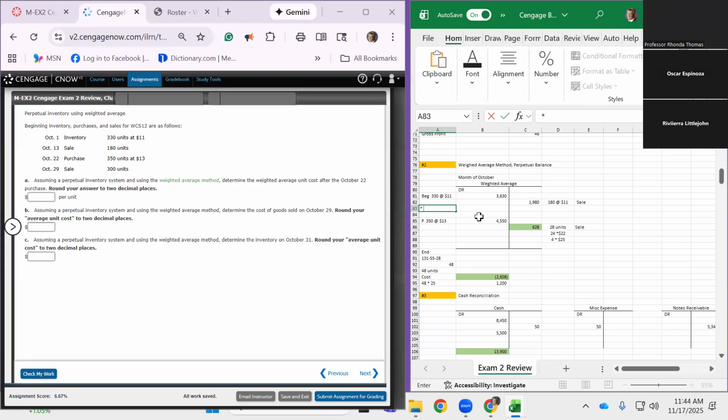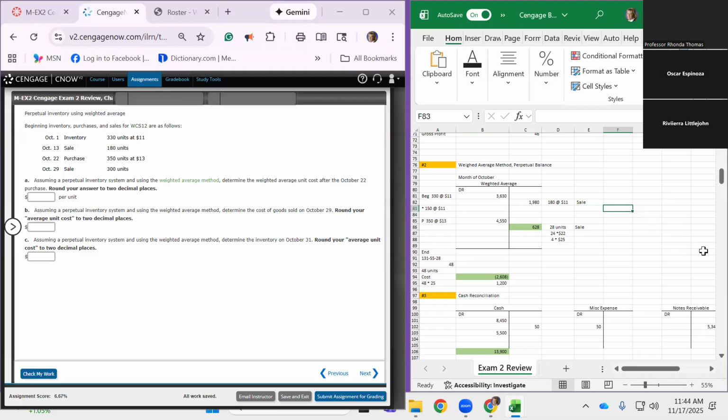130 items minus 180. We have 150 items at $11. So the remainder, okay, I want to put the at sign there, at $11. So that's how many we had remaining before we made a new purchase because we had a sale. Okay, so I'm going to put this over here.